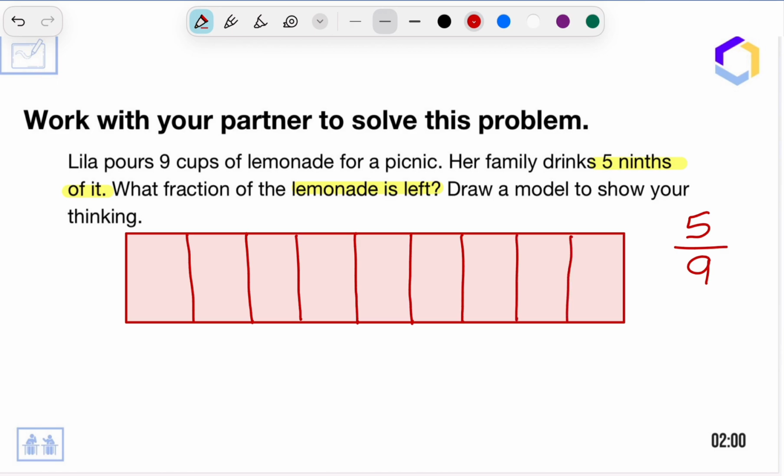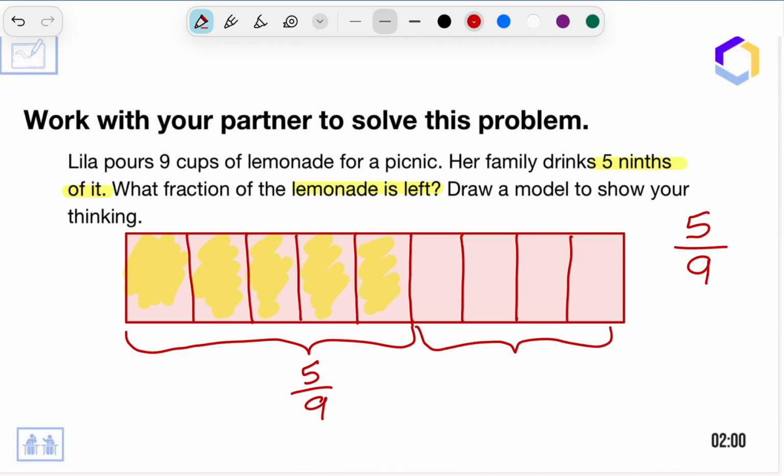Okay? And it says that her family drank 5/9 of it. So I'm going to partition this into 5. So I'm going to highlight just 5 of these sections here. So 1, 2, 3, 4, 5. Okay, so here is what was drunk, which is 5/9. Well, how many of those ninths were not drunk? Or how many of those ninths were left over? Okay, so this is going to be 1, 2, 3, 4 of the ninths were left.